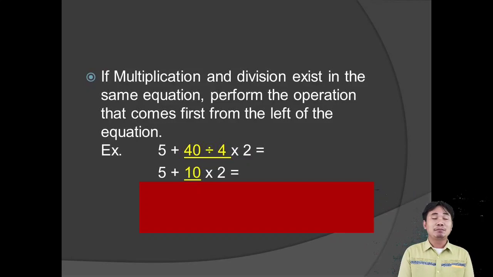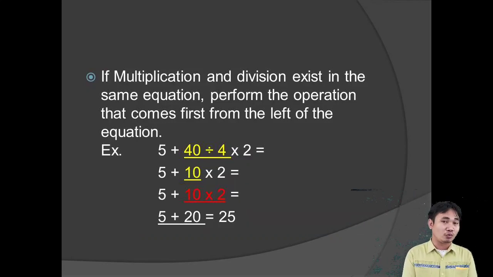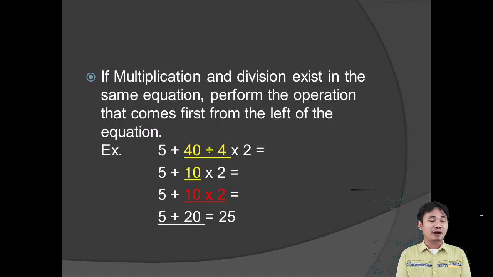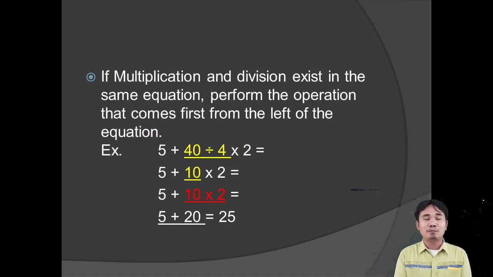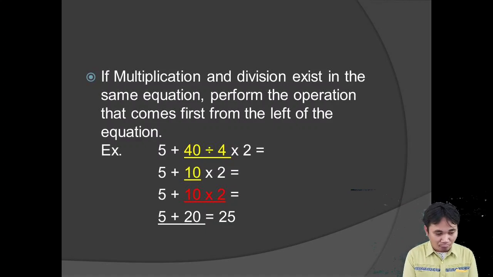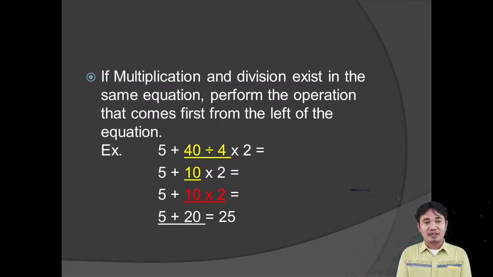So, 5 plus 10 times 2, mauna yung 10 times 2, which is equal to 20. And then, you're going to perform 20 plus 5, which is equal to 25. So, your answer to the equation 5 plus 40 divided by 4 times 2 is equal to 25.